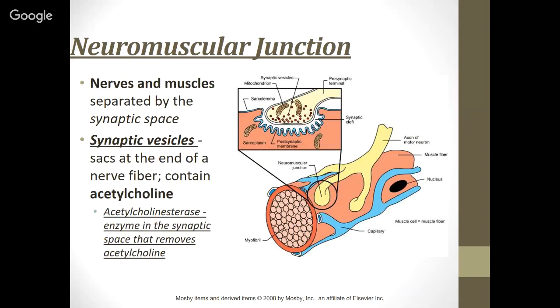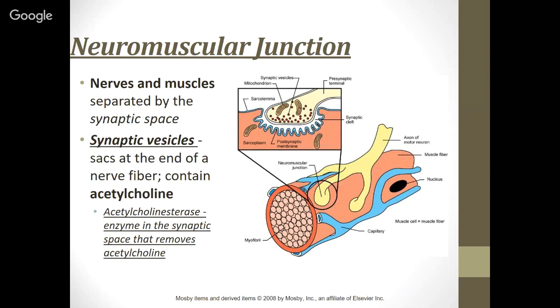In order for this to happen, there's a neuromuscular junction. All of our skeletal muscles are innervated, and it's where the nerves and the muscles come together. There is a place called a synaptic space, and within that space are synaptic vesicles, which are sacs at the end of the nerve fiber. They contain a neurotransmitter called acetylcholine. Acetylcholine will be transferred to the receptors on the muscle, and that will cause a contraction.